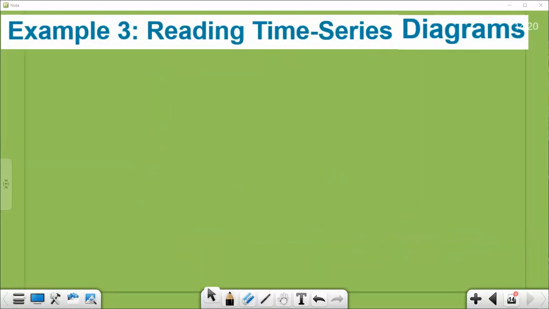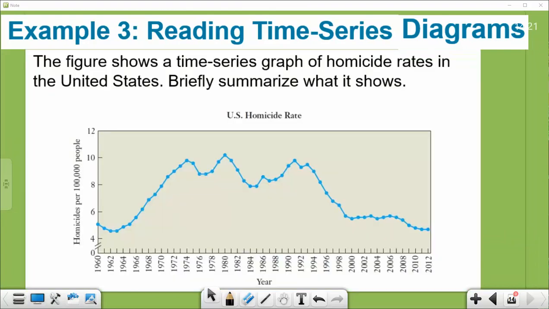All right, example 3, reading time series diagrams. Okay, the figure shows a time series graph of homicide rates in the United States. Briefly summarize what it shows. Okay, so let's just read through. Here's the title, U.S. homicide rate. On the side, it's labeled homicides per 100,000 people. So these are again rates. So this 5 will represent 5 homicides per 100,000 people. Now on the bottom, you can see years. Looks like each tick mark is 1 year.